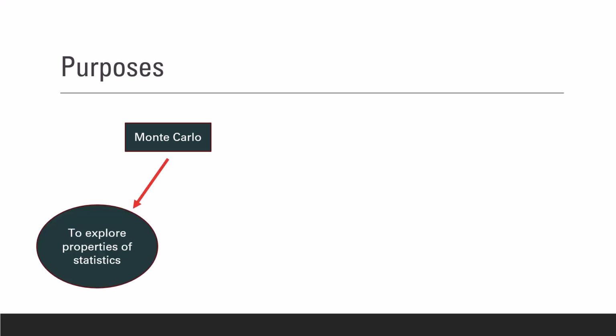Let's talk about the purposes of each, starting with Monte Carlo. One of the primary purposes of Monte Carlo methods in statistics is to explore the properties of statistics. For example, we might explore how robust the t-test is if we violate some of the conditions for valid inference. What about if, for instance, our units that we're analyzing are not independent of each other, but dependent on each other? How will that influence the type 1 error rate? How will that influence the power?